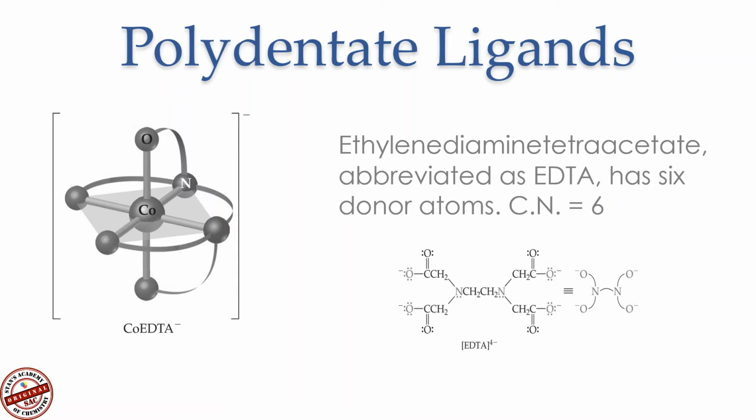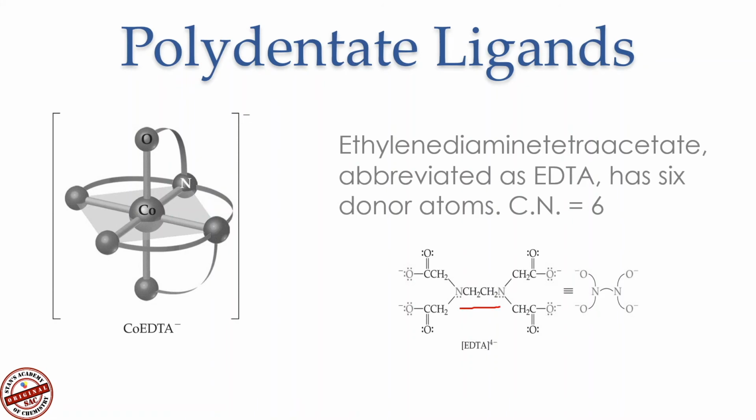EDTA has the ethylene diamine in the central portion. If you go to this region over here, this is the region that I'm talking about, you'll find the ethylene diamine, so the 2 amines, and the 2 hydrogens on each nitrogen are replaced by the acetate ions that we have. 1, 2, 3, 4. 4 acetate ions are attached there.